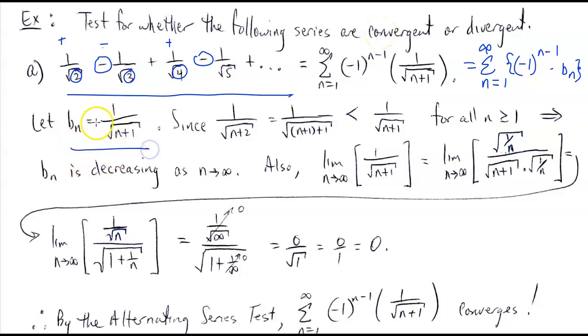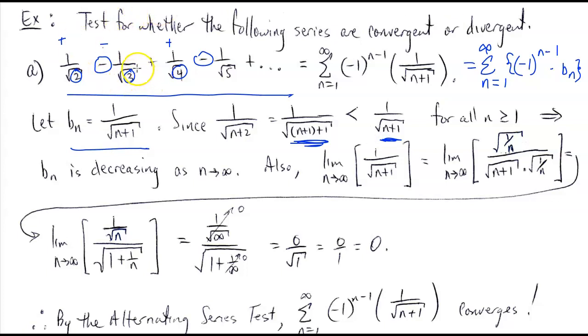So if we let b sub n be 1 divided by the square root of n plus 1, then one of the things we see is that b sub n plus 1, which is 1 divided by the square root of n plus 2, is going to be a quantity that's smaller than 1 divided by the square root of n plus 1.